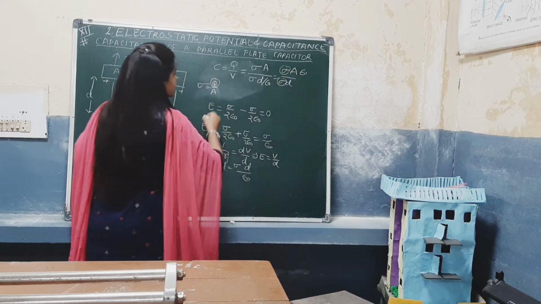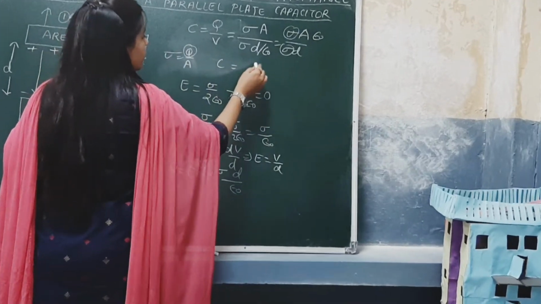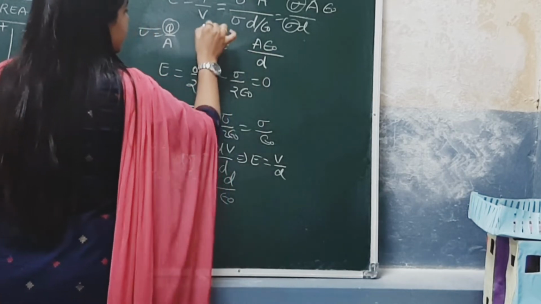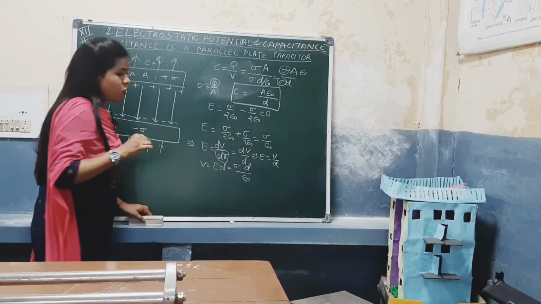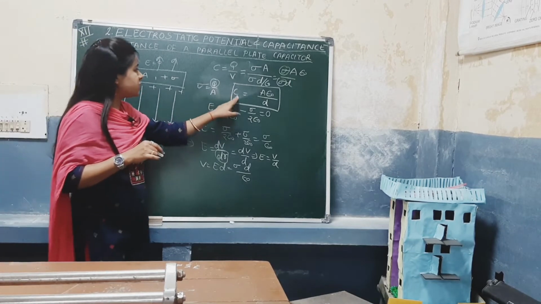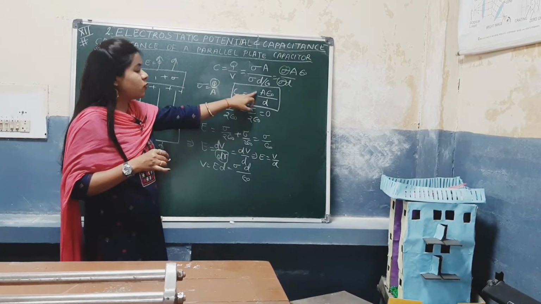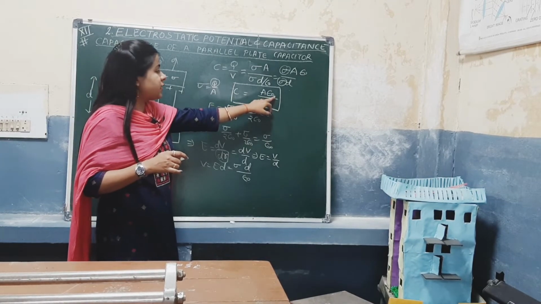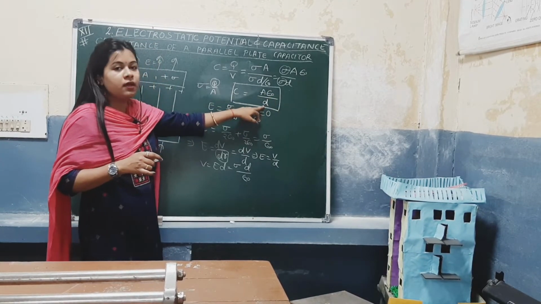Here sigma gets cancelled out. So the capacitance of the parallel plate capacitor comes out to be A epsilon naught upon d. So from this formula we can conclude that the capacitance of a parallel plate capacitor depends upon the area of the plates, the medium in which these are placed, and the distance between the plates.